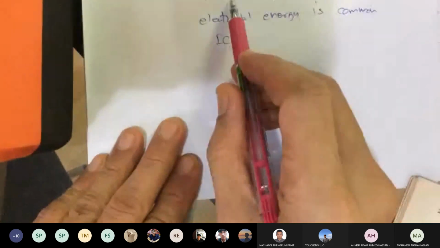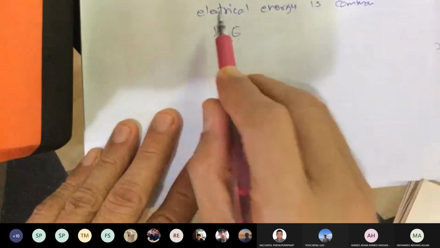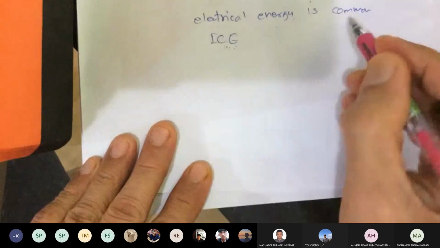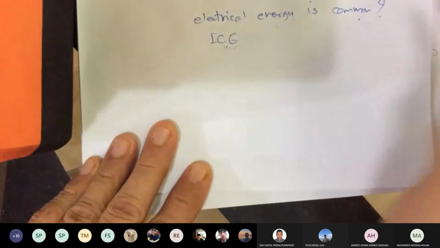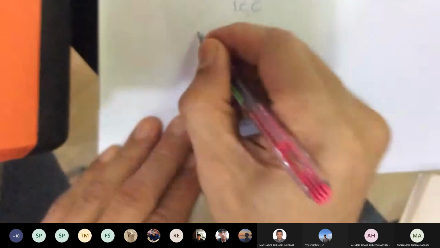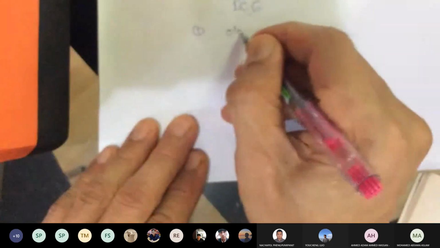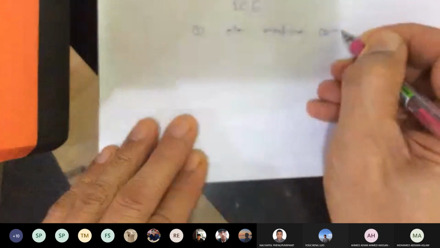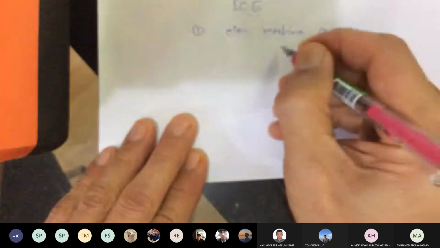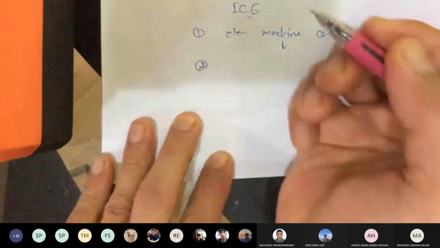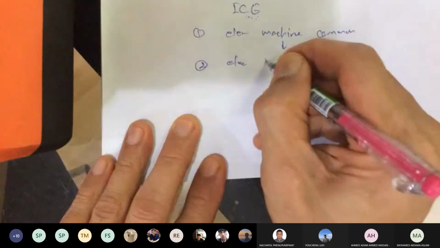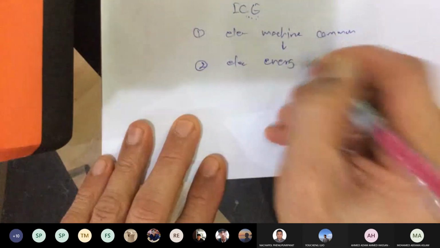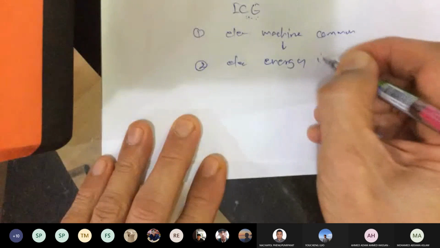Now, come back to this. If we ask further, why is electrical energy common? We know now our machine. First, electric machine common. We got the answer to number 2. Electric energy is common.